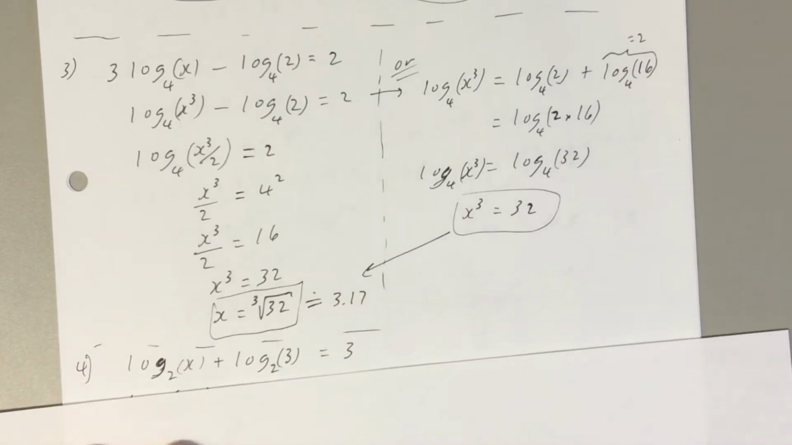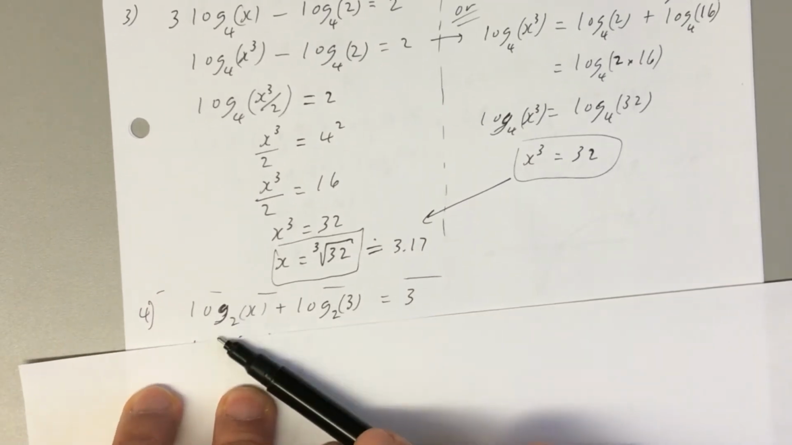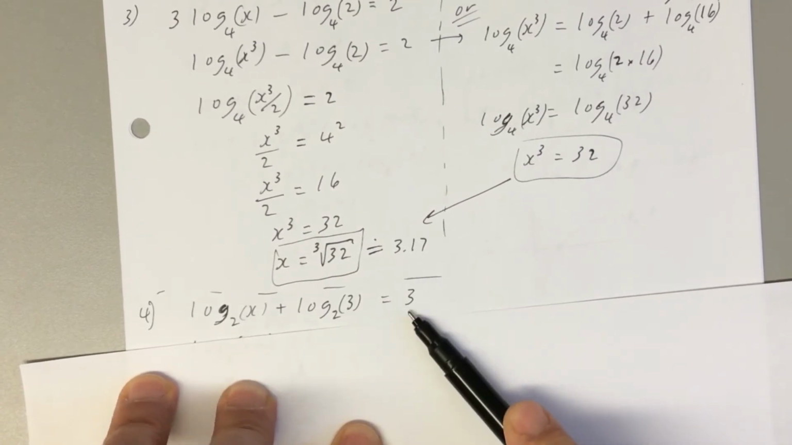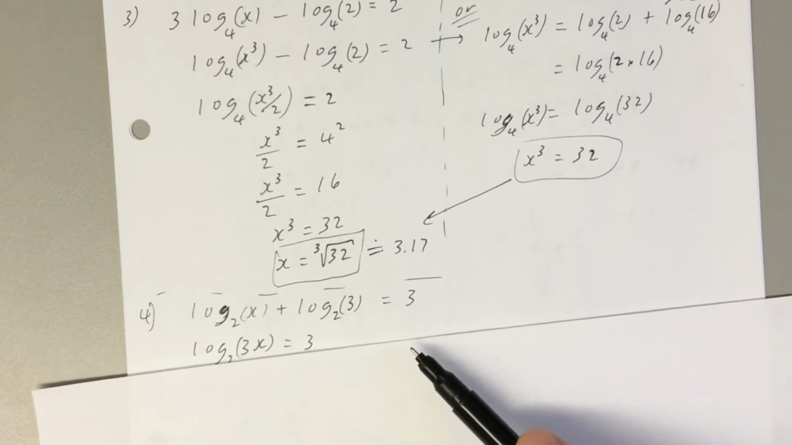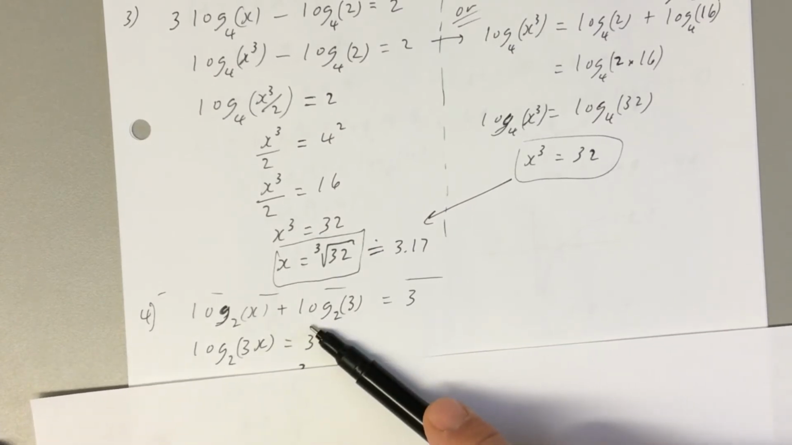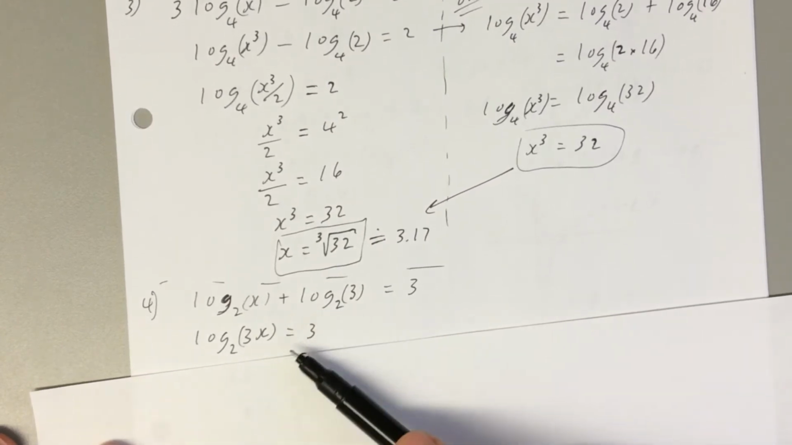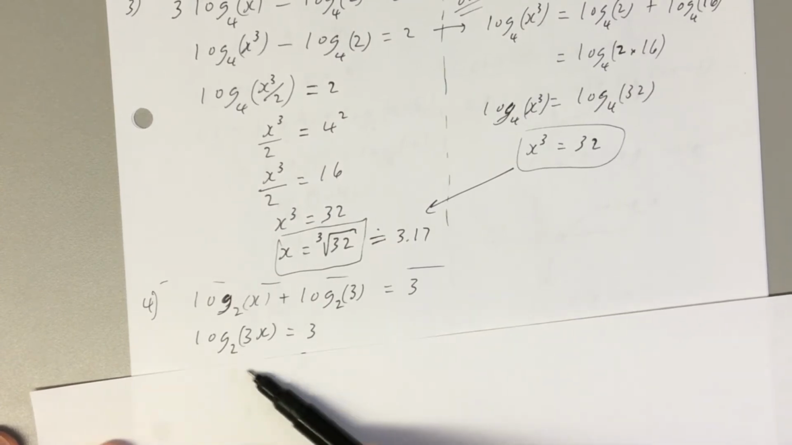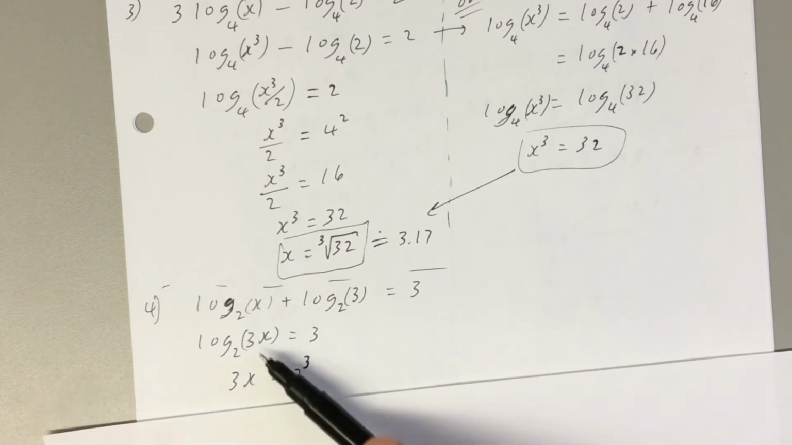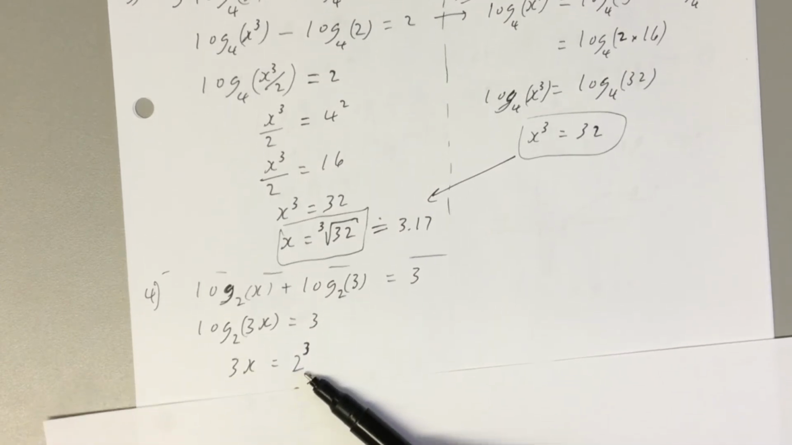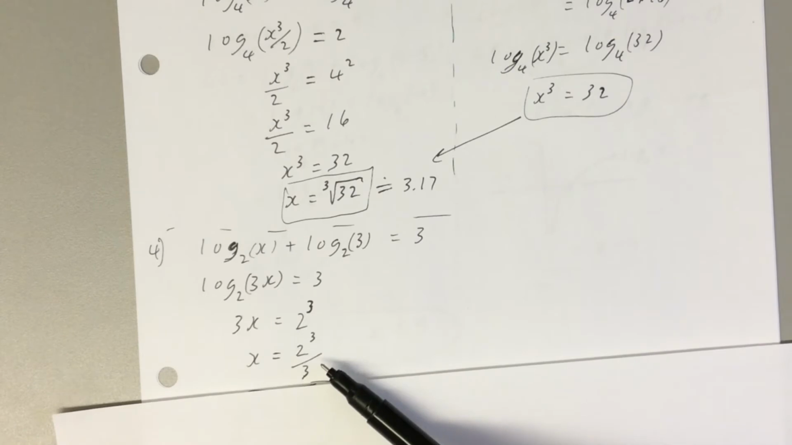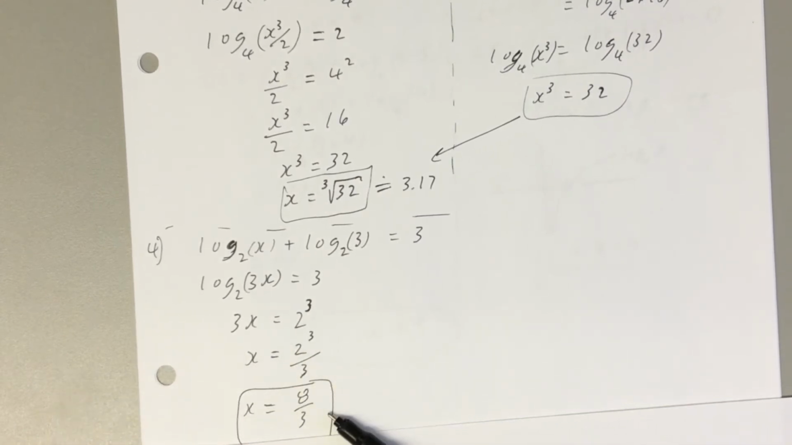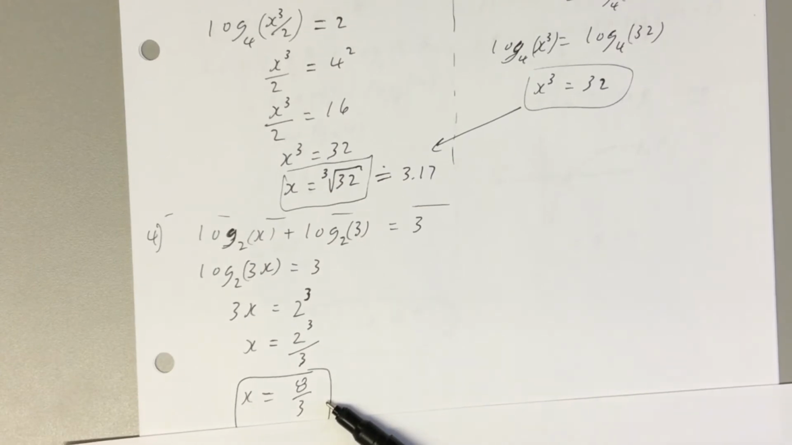Now, if we want to solve something like this, log base 2 of x plus log base 2 of 3 equals 3. Okay. So we can bring the left side together because it's a sum, so that turns into a product. And we can bring this 2 over here, becomes an exponent, so 3x equals 2 to the 3, so x equals 2 to the 3 over 3, which is just 8 over 3. Okay.